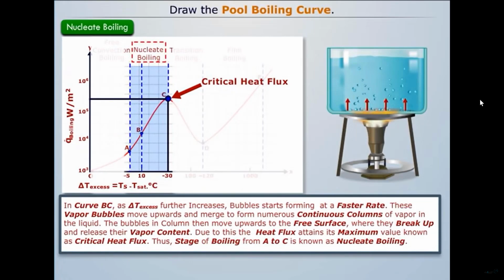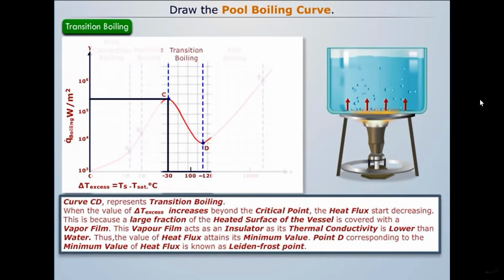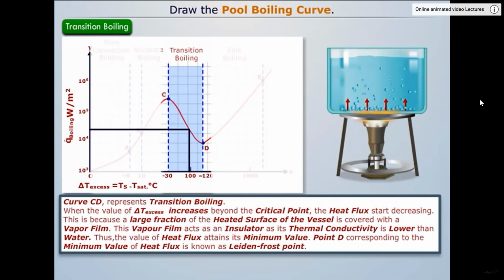And this is split into 2 parts, you see. Curve CD represents transition boiling. When delta T excess increases beyond the critical point, we see that the heat flux starts decreasing. This is because a large fraction of the heated surface of the vessel is covered with a vapor film. This vapor film acts as an insulator as its thermal conductivity is lower than that of water.